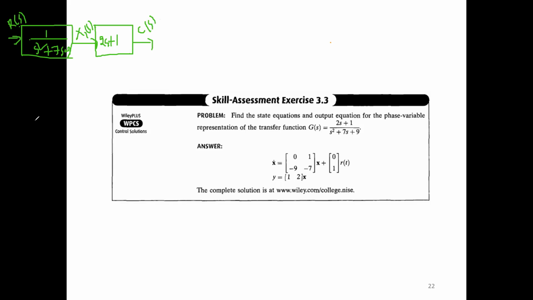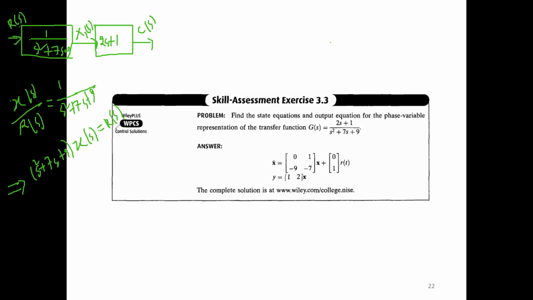Okay, now what you have to do? X1 or X, whatever it is. First of all, X(s) by R(s) is equal to 1 over s square plus 7s plus 9. Now, if you do the cross multiplication, then you will get (s square plus 7s plus 9) into X is equal to R(s). And if you take the inverse Laplace transform, ILT, then what would you get?